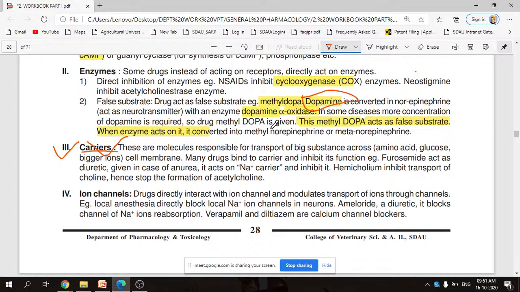Say for example, furosemide. Now furosemide is a diuretic. Now what is a diuretic? Diuretics are the drugs which increase the frequency of the urination. So furosemide acts as a diuretic, that means it increases the urinary volume. It is given in case of anuria. Anuria means there is a complete cessation of the urine.